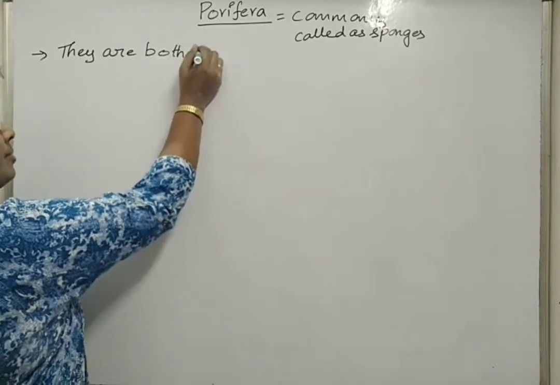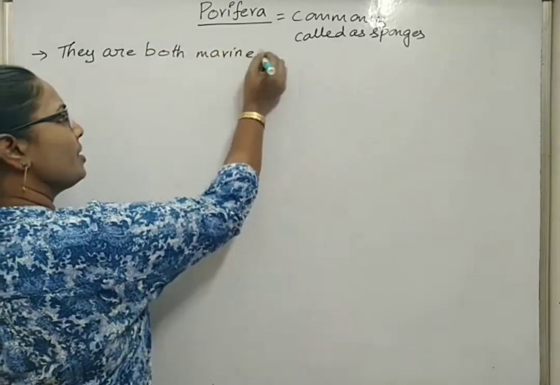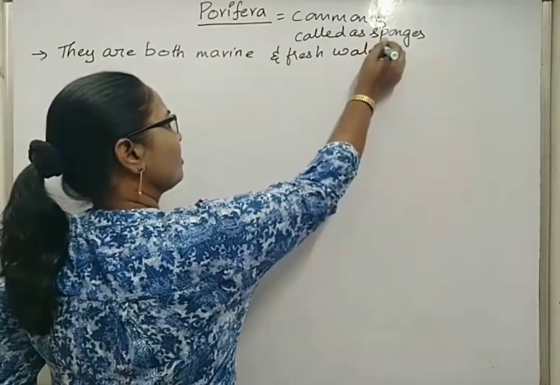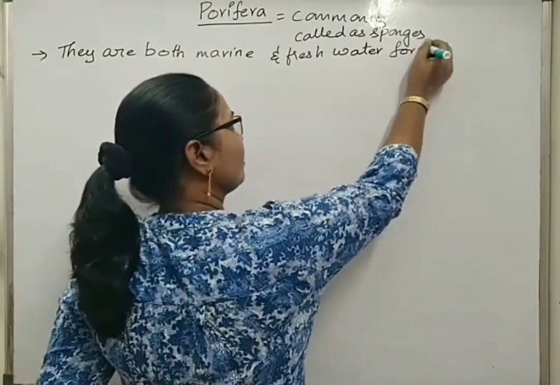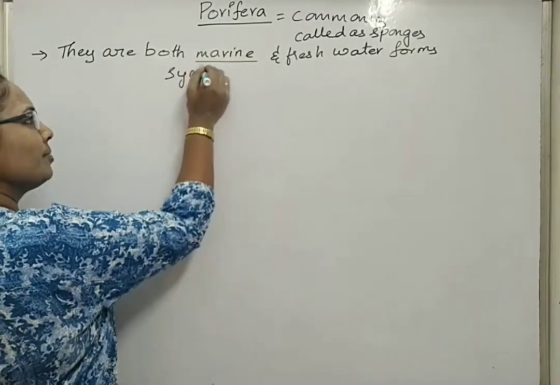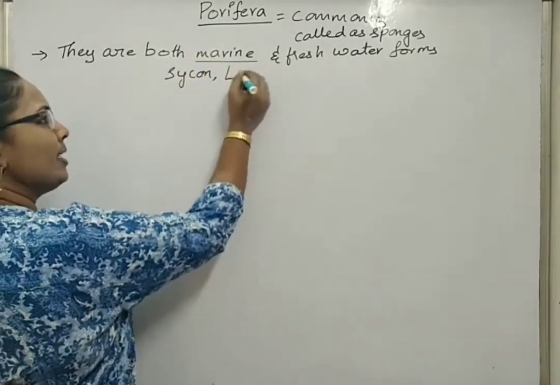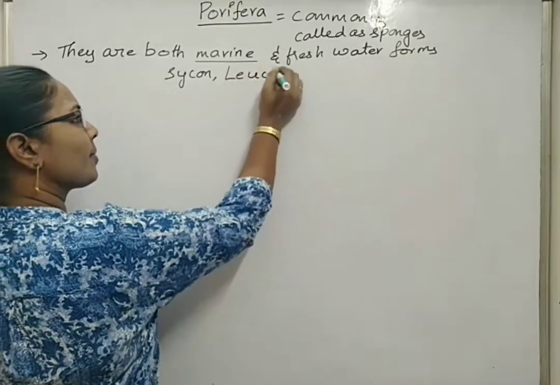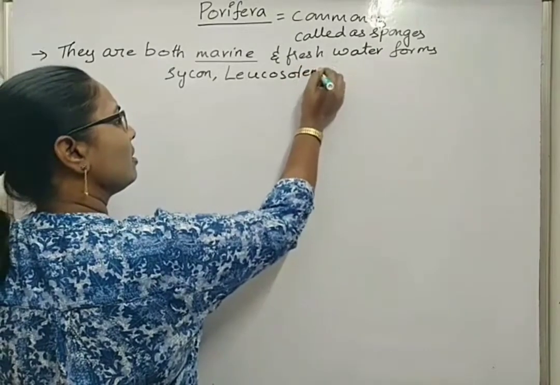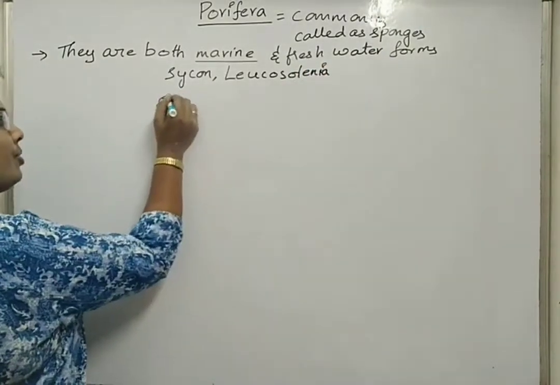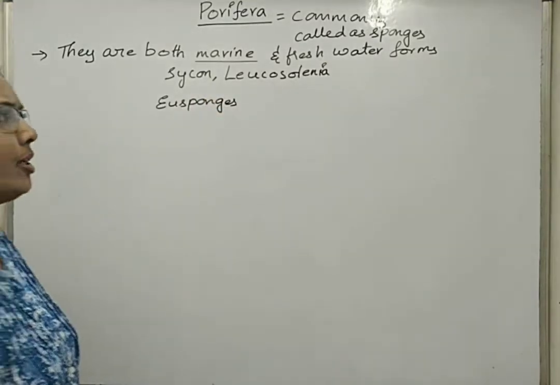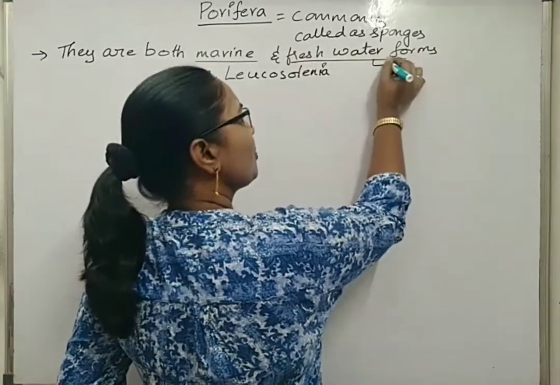They are both marine forms and freshwater forms. Under marine, we can take examples like Cycon, Leukocylenia, and also Spongia. Under the freshwater form of sponges, we can take Spongilla.